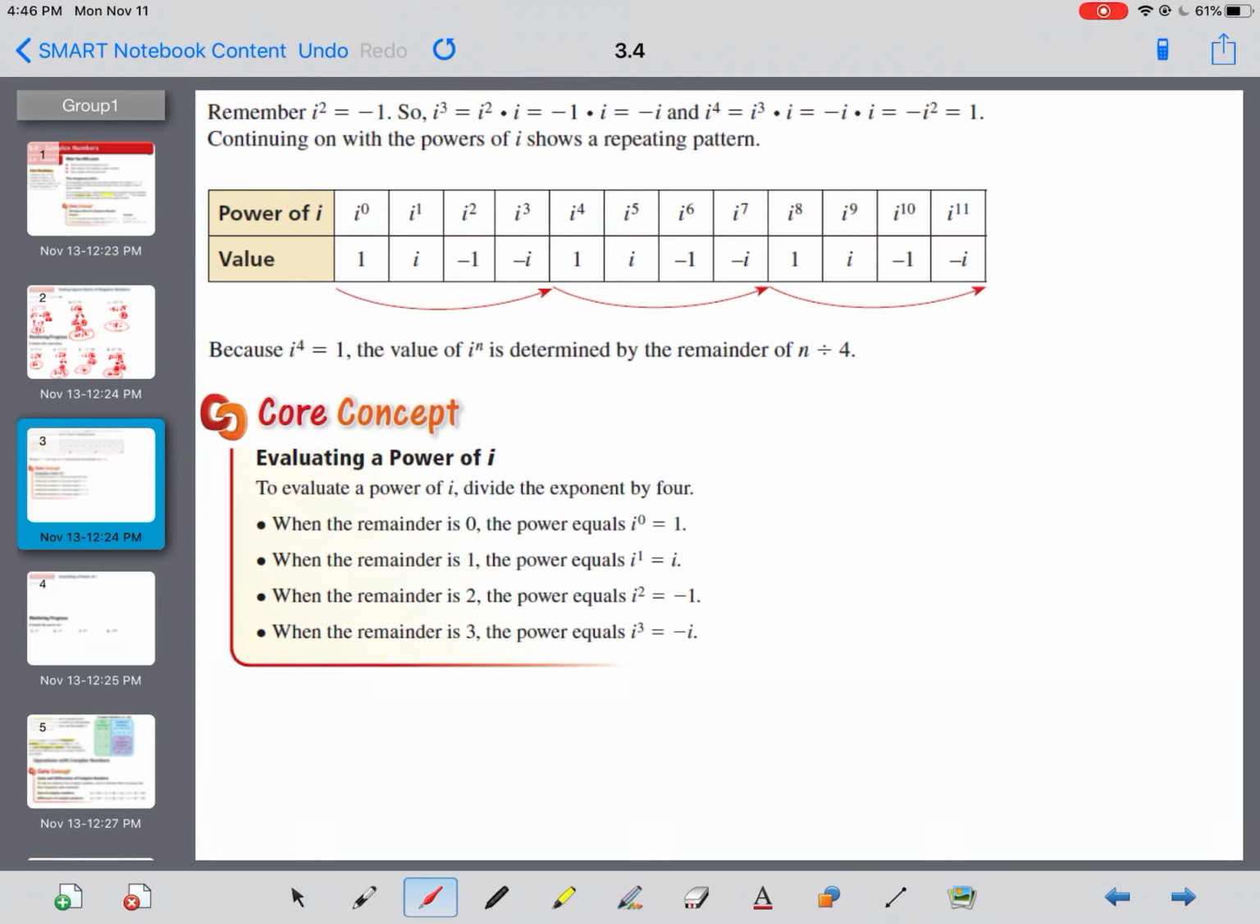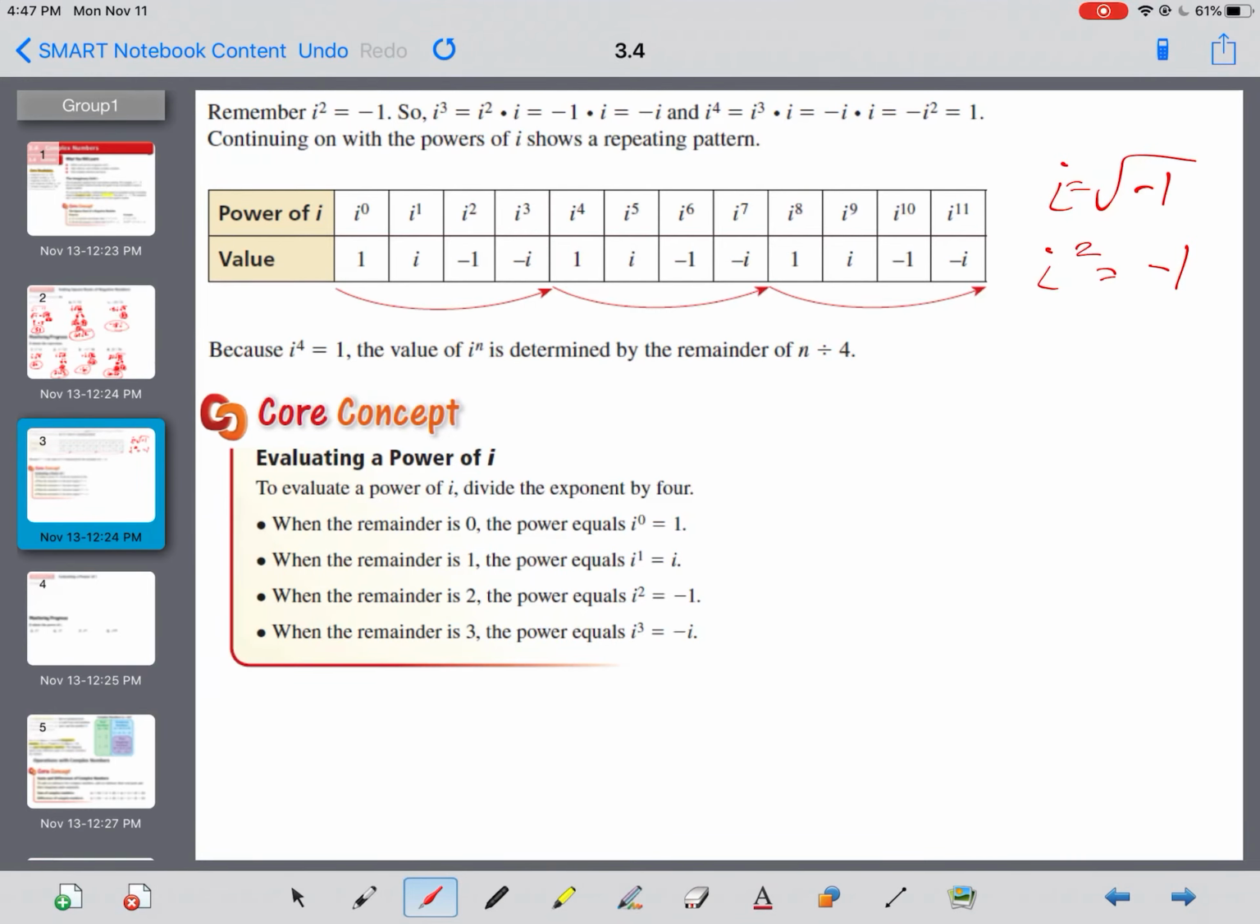Remember that i squared equals negative 1. Okay, i is the square root of negative 1. i squared equals negative 1 because a square root times itself is the number underneath. So i to the third equals i squared times i. i squared is a negative 1, so you get negative i.